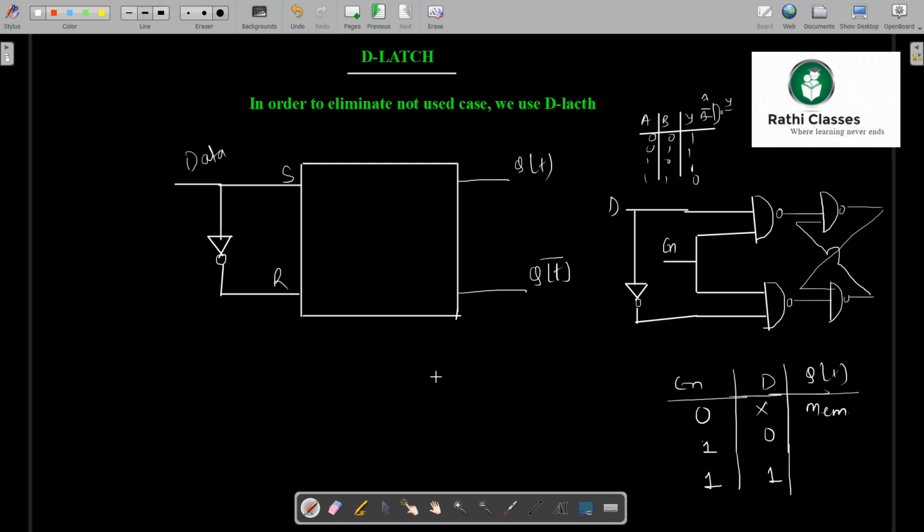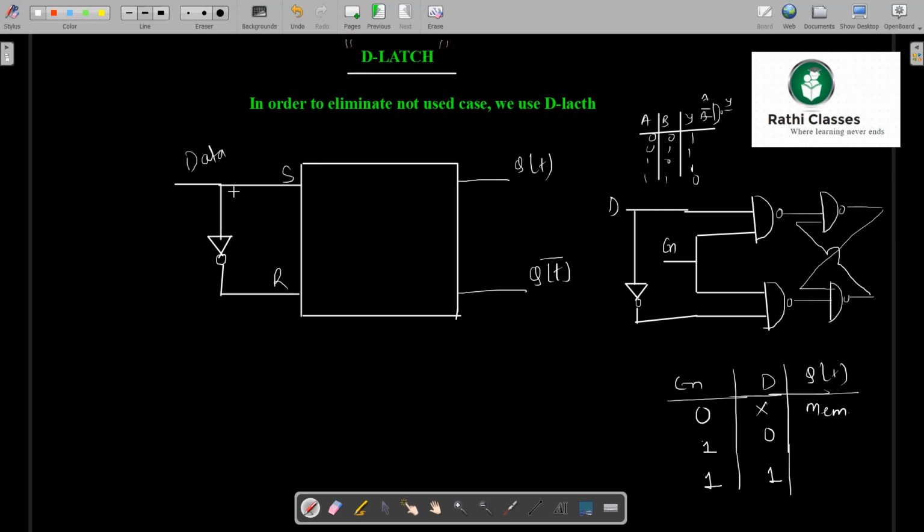After talking about the SR NAND latch and SR NOR latch, now we'll be talking about the D-Latch. As you have seen in the previous tutorial, there was a not-used case. In order to eliminate the not-used case, we have come up with a solution named the D-Latch.